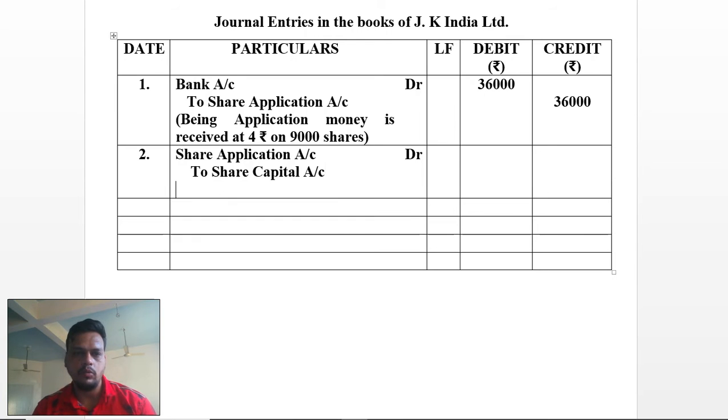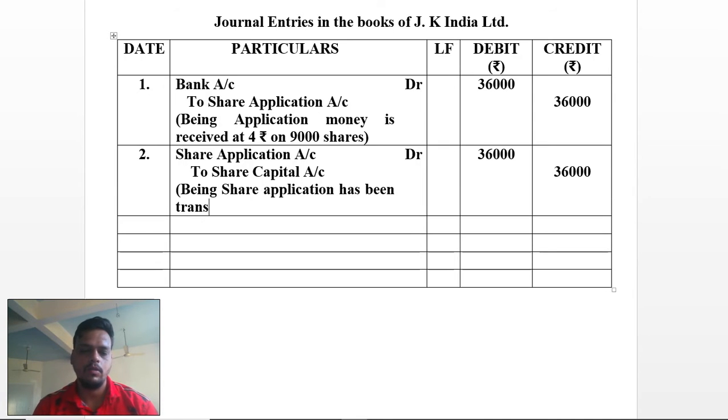Here you have to go with the being also. Being. What about amount? Amount will remain same as you have collected. The collected amount should be same for the share application. Now you have to write being share application has been transferred to share capital, bracket close.